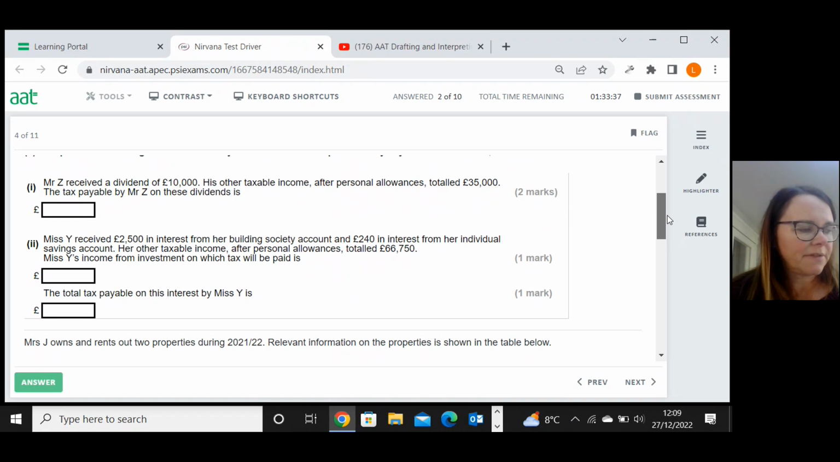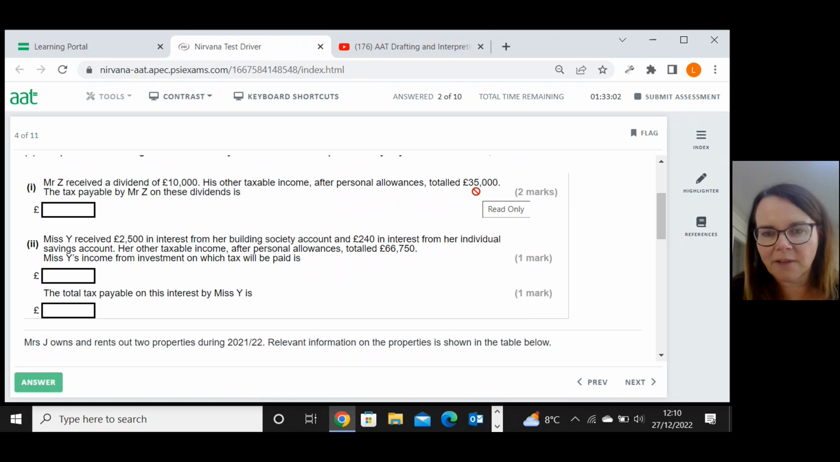So Mr. Z received a dividend of £10,000. His other taxable income after personal allowances totaled £35,000. My thought process is I'm up to 35,000. I know that the first 2,000 of dividend income will be at 0 due to the dividend allowance. So that takes me up to a running total of 37,000, and I haven't paid any tax yet on my dividends. That means I've got 700 left before I get to the end of the basic rate band.